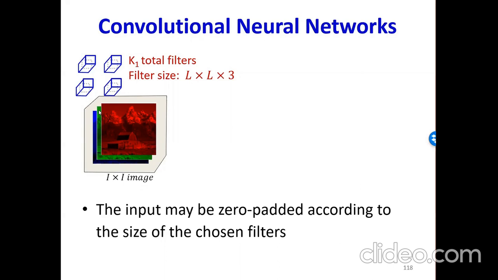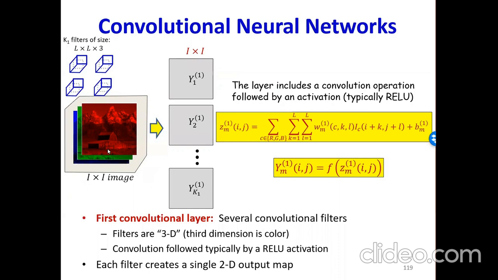Now, each filter convolves the input, and each filter is going to produce one output map. So you're going to get as many output maps as filters. And here is the operation that a filter performs to compute its output. Nothing new here, you've seen it before.